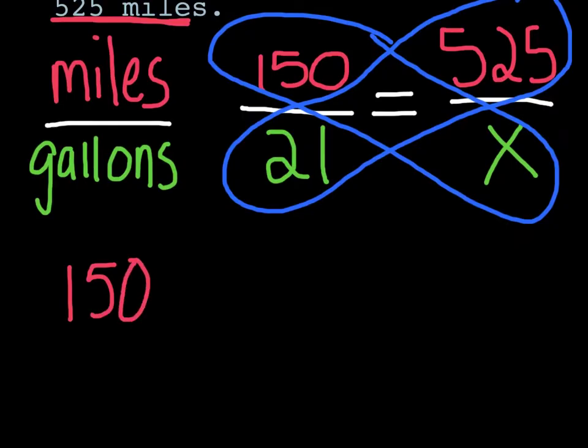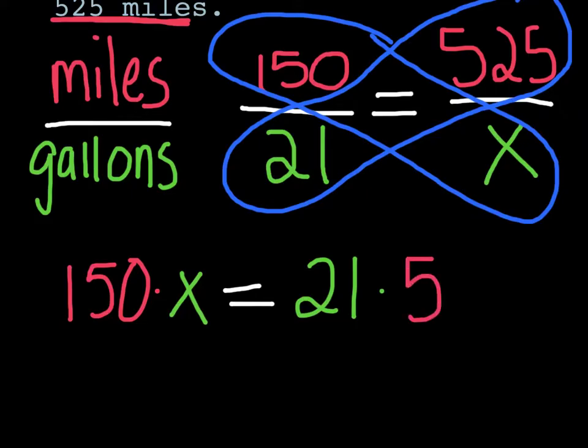150 times X equals 21 times 525. So proportions offer this unique property whereby you can multiply the two numbers here, 150, the number in the numerator on the left, by the number in the denominator on the right, and set that equal to the product of the number in your denominator on the left multiplied by the numerator on the right.